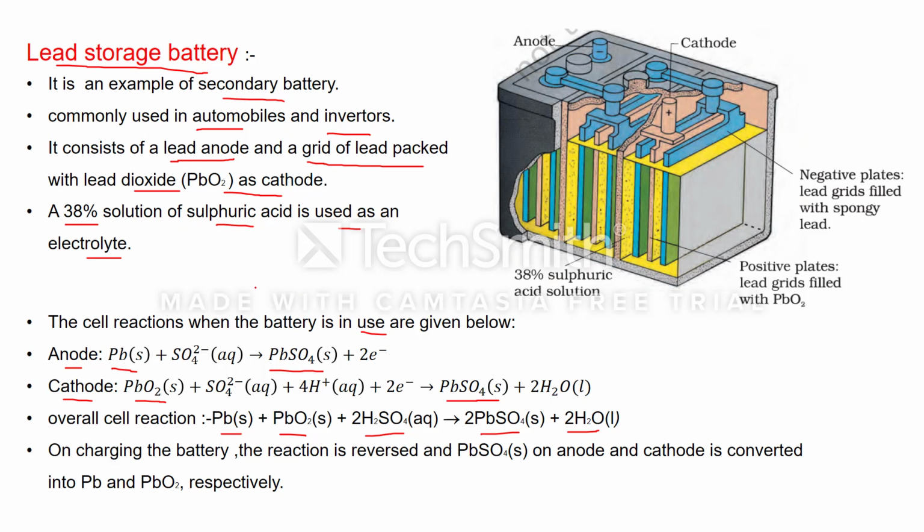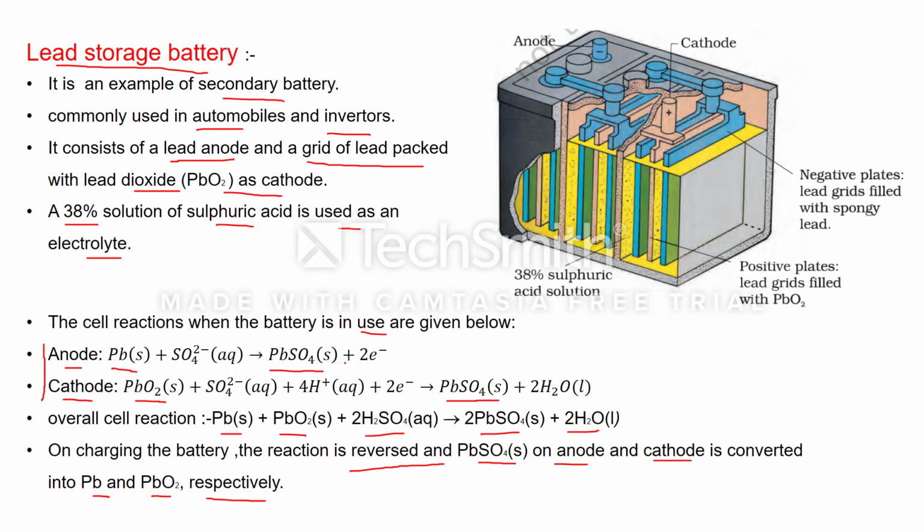Then again we have to charge it, and on charging the reaction is reversed, and PbSO4 on anode and cathode is converted into Pb and PbO2 respectively. It means these are the reactions when we use the lead storage battery. But when we charge it, then the reverse reaction is taking place.